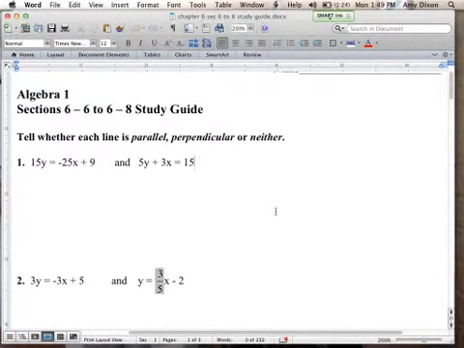Alright guys, I'm going to take you through the study guide for section 6.6 to 6.8. We're going to start with the parallel perpendicular lines section. The first section says to tell whether each line is parallel, perpendicular, or neither.